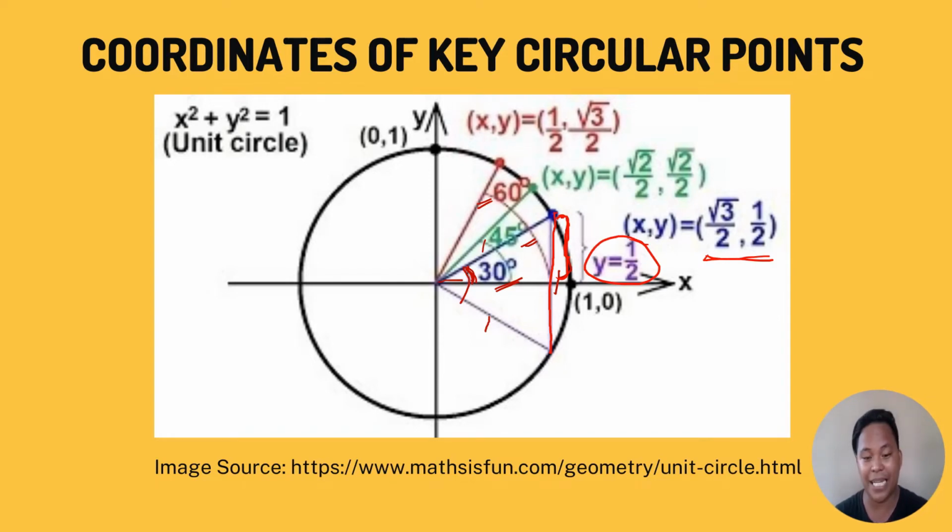For the 45-degree angle, its coordinates is square root of 2 over 2 and square root of 2 over 2. For 60 degrees, we are going to swap the coordinates of the 30-degree angle. And from that, we have the coordinates 1/2 and square root of 3 over 2 for 60 degrees.